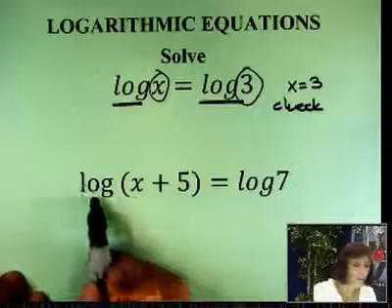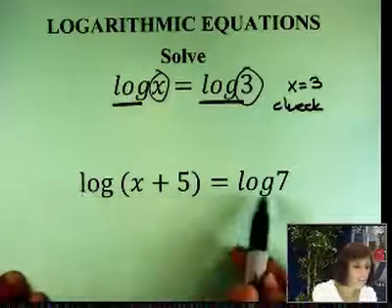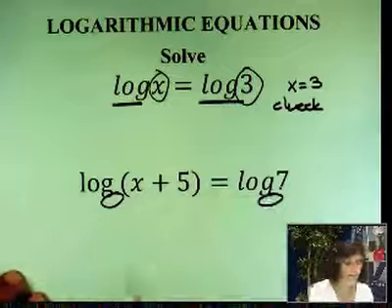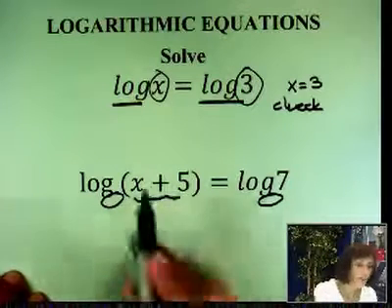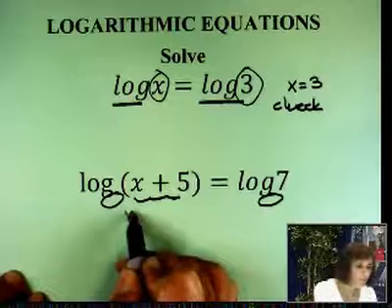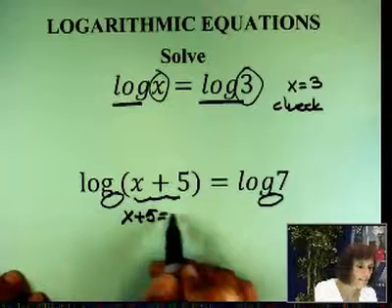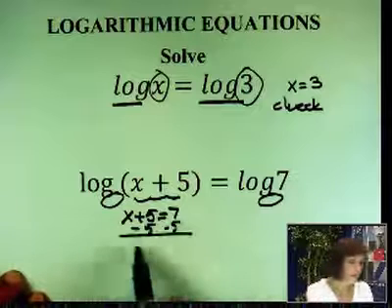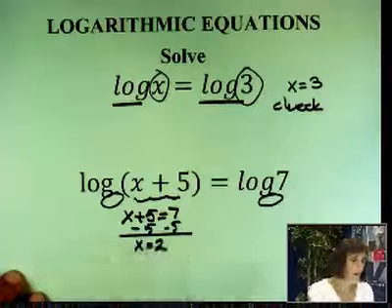You have a log on the left and a log on the other side. The bases are matching, they're both base 8. So that means the insides have to match. Here's one more step. x plus 5 equals 7, subtract 5, you're going to have x equals 2. Always check.